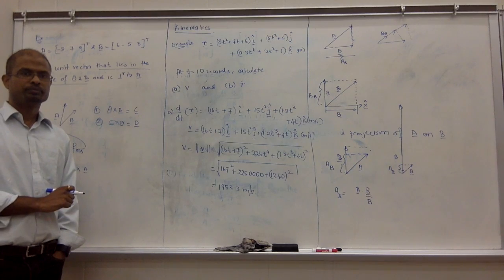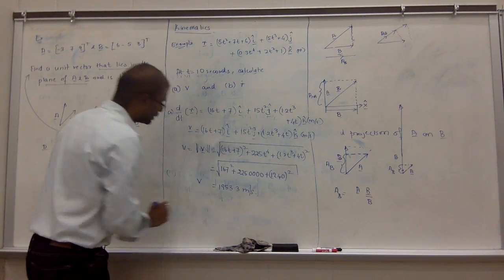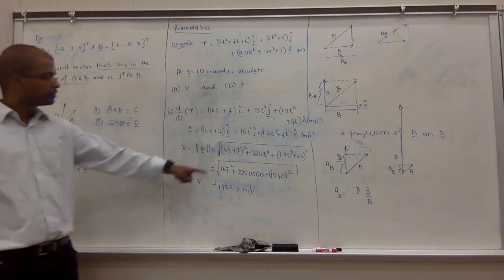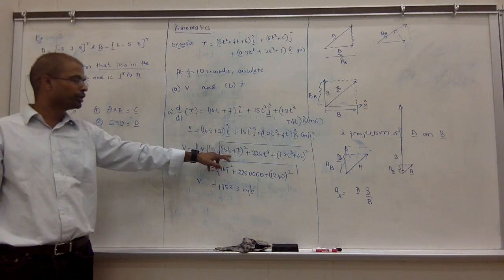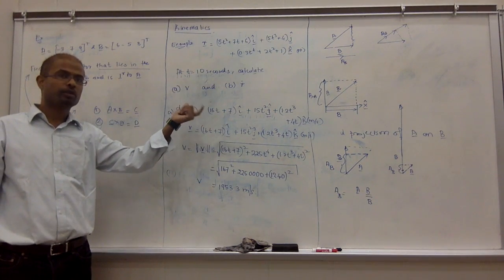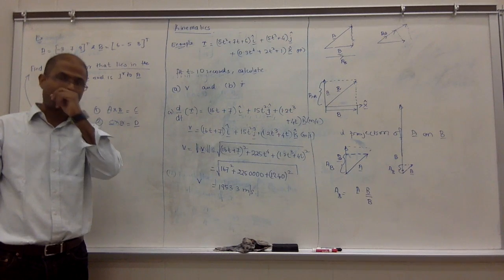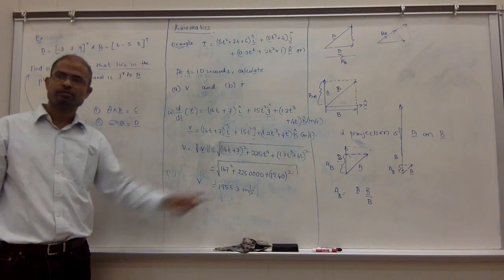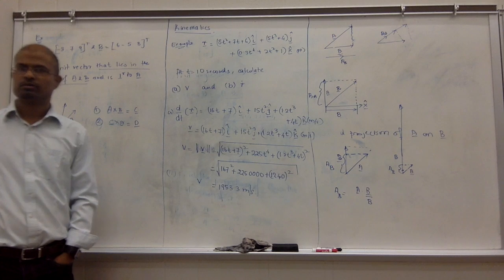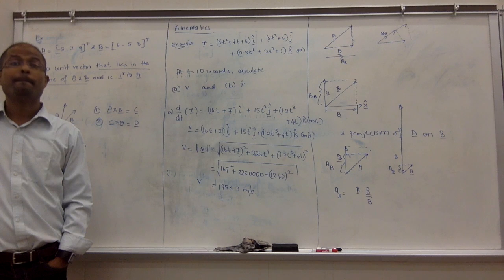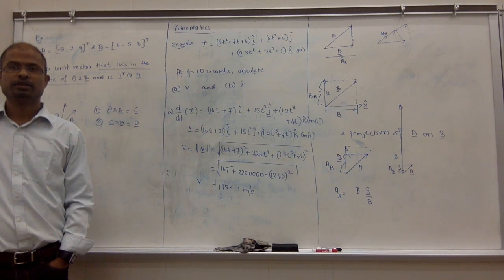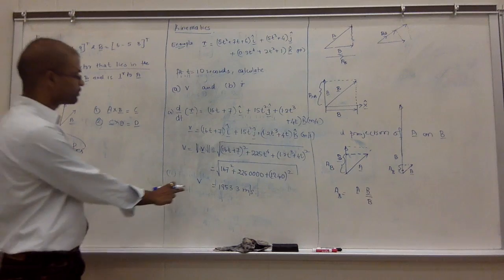Got it? So what happened with the t? At t equal to 10 seconds, I just substituted t equal to 10. t is here just a time variable. So what do you call this? What is it called? Magnitude of velocity. What is magnitude of velocity? Speed. So this is speed, okay?